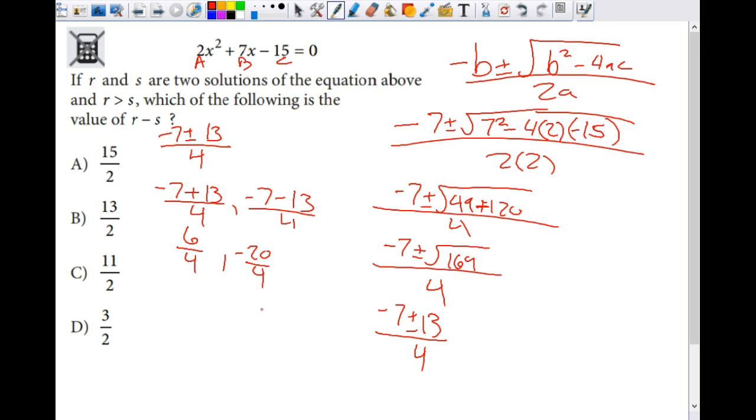This one's negative 5. But actually, hold up, we're not going to simplify. Why? Because look at what we have to do with these two. We have to subtract them. When you subtract them, they have to have the same base. Do they currently have the same base? That's why I'm not simplifying right now. R is larger than S. We know one of these is R and one of these is S. R is the larger number. Is this the larger number or is this the larger number? This is the larger number.